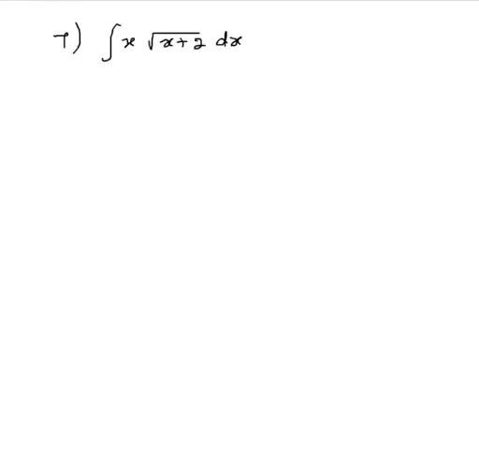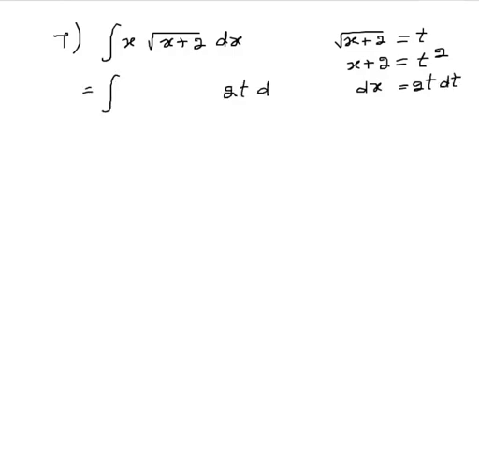Question 7. Integral x times root of x plus 2 dx. We will substitute x plus 2 as t, or root of x plus 2 also can be taken as t to avoid fractional powers. So let me take root of x plus 2 as t. Square both sides to make the differentiation easier. Now differentiate both sides. 1 plus 0, 1 plus 0 is 1. 1 dx is 2t dt. Dx becomes 2t dt.